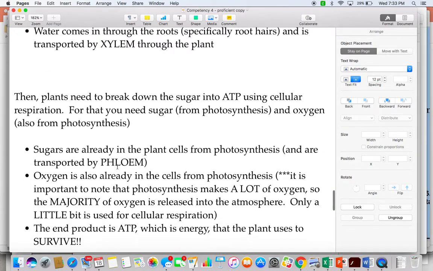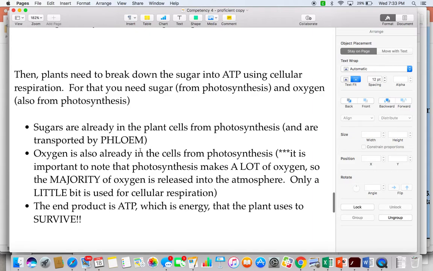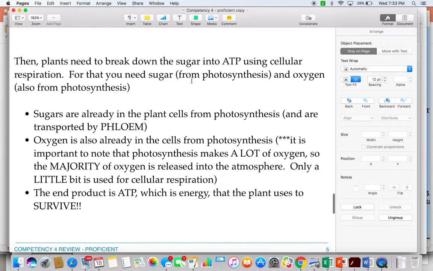So then, once we get the sugar or the food, then we've got to turn the food into energy. And so remember, your energy for any living thing is always going to be ATP, and it's going to be made during cellular respiration. So the sugar, we just made it, it's already in the plant cell, so we're good there.